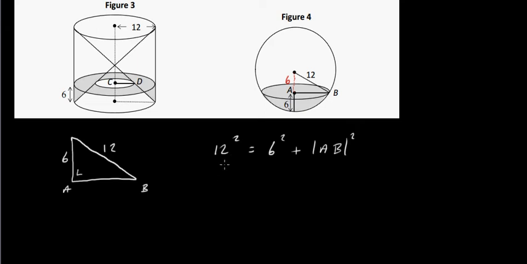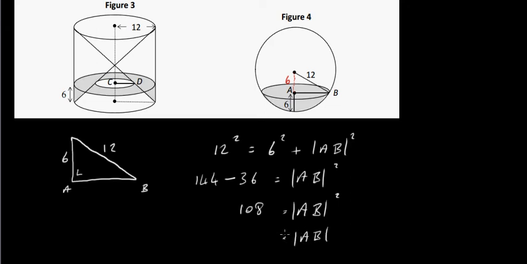So 12 squared is 144. 6 squared is 36, so I'm just going to bring that over, subtract. That'll give me AB squared is 144 minus 36, so that just gives me 108. So the distance from A to B then is the square root of 108, which is 6 root 3 centimeters. Okay, so now we have this little radius here from A to B.